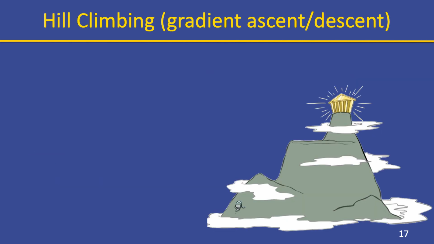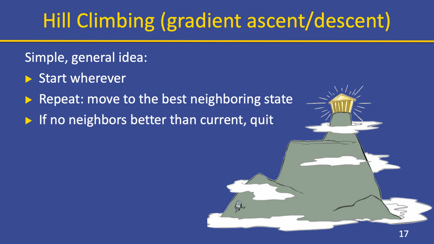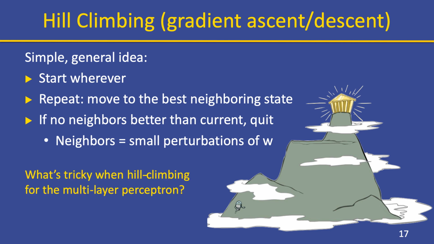So here's a refresher on our hill climbing algorithm. We start our search anywhere, and we try to move to the best neighboring state. A better state is a state that gives us a better value for our objective function. If there is no better neighboring state, we quit. We return the state that we're at. A neighboring state is a state that we get to by varying our weight vector w a tiny bit. So what's going to be our challenge here? What was the problem with hill climbing?